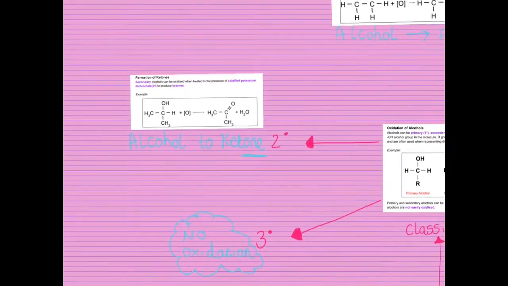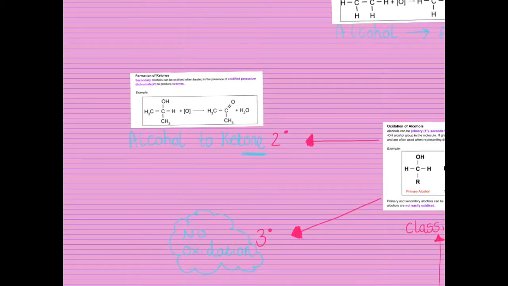Ketones then are formed with secondary alcohols. Okay, it's the same kind of thing. Okay, acidified potassium dichromate. Reflux it again, but this time if it's a secondary alcohol, it forms a ketone.